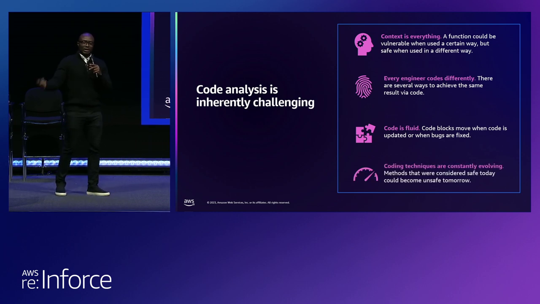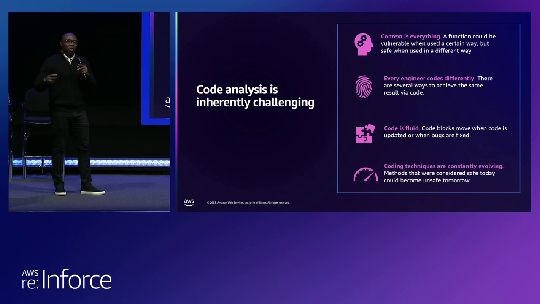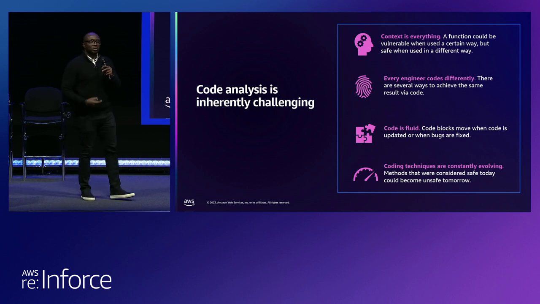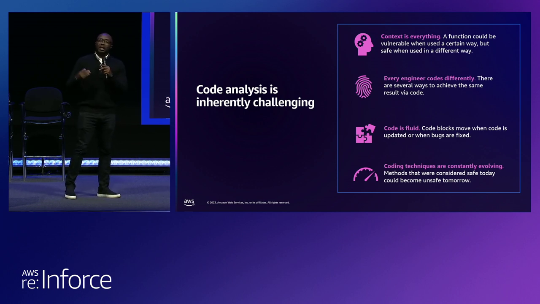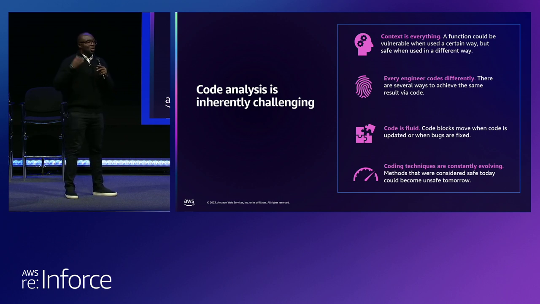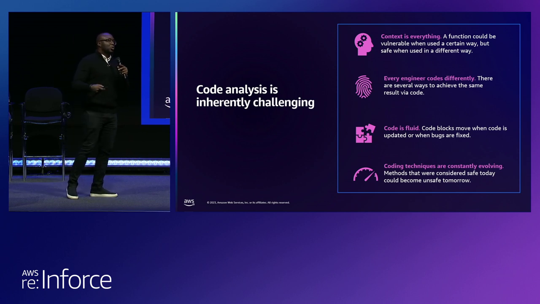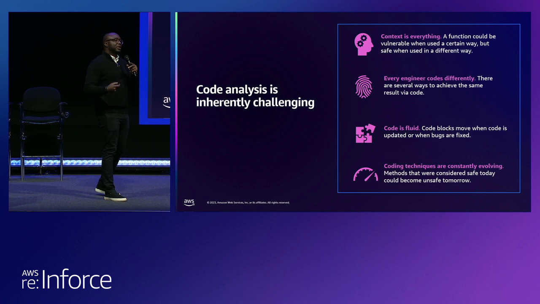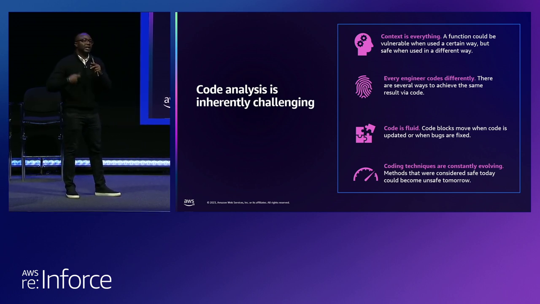And the last one: coding techniques are constantly evolving. Companies are continuously leveraging technology to scale their reach and their efficiency. More workflows are being automated with technology. So we're seeing that techniques are evolving every day to make coding more efficient. And a method that was considered safe today, over time, as bad actors become more sophisticated and hardware becomes more sophisticated, can be classified by CWEs and the security organizations as now being vulnerable. So this is another problem that customers face with code analysis: keeping up with the pace at which coding techniques evolve.